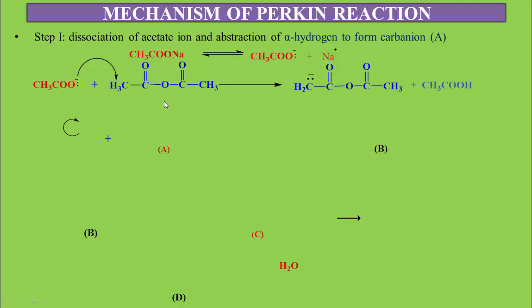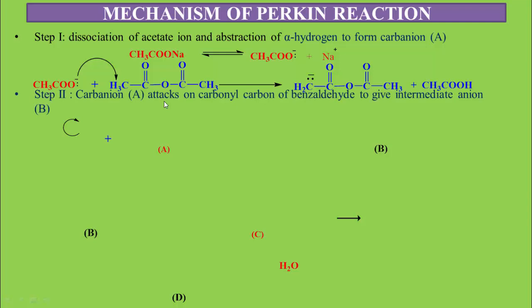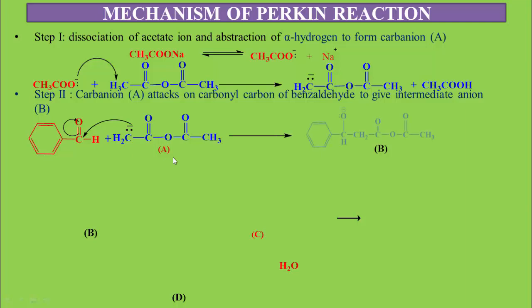In the second step, the carbanion attacks the carbon of benzaldehyde to give the intermediate anion B. Suppose this is the benzaldehyde and this is the carbanion generated in the first step. What happens? This carbanion attacks this carbon atom because this is the electron deficient carbon atom of the carbonyl group, and it gets converted into the intermediate B.